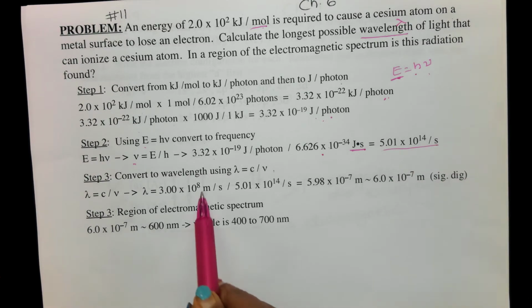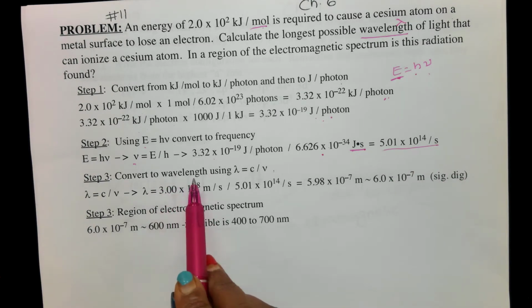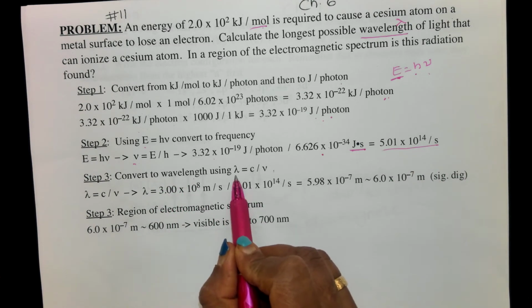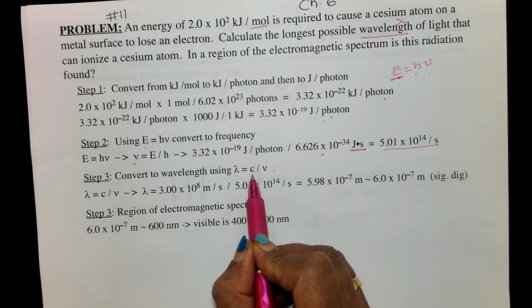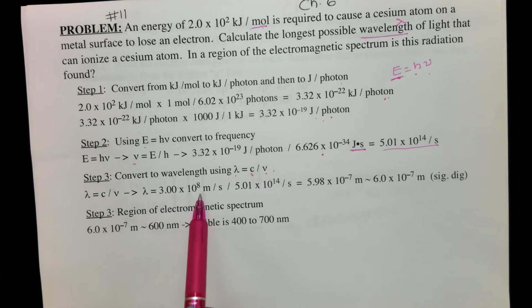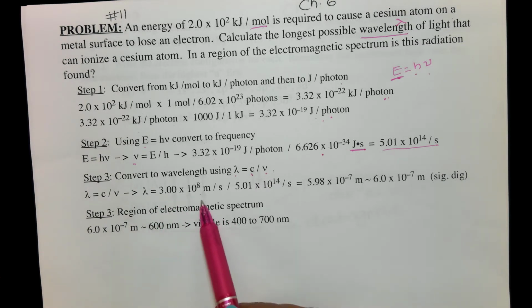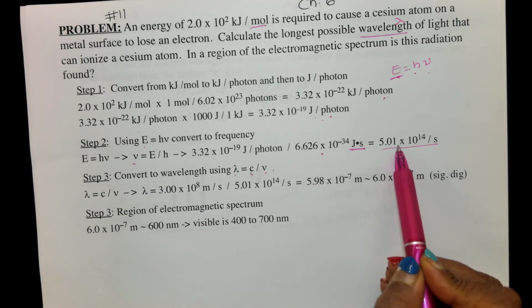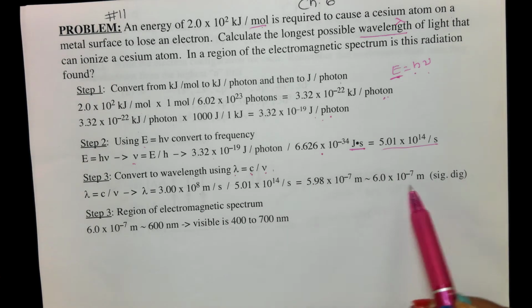Okay, now convert to wavelength. We know wavelength is the speed of light divided by frequency. Once again, the speed of light is given to you at the back of the periodic table. It is good to know these constants. You use the value of the frequency that you calculated in step 2, and you will have the answer.